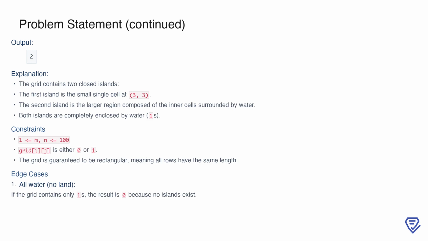Now, let's take a look at the third example. This time, the grid is a 7x7 matrix with a mix of land and water cells. The grid contains two closed islands. The first is a small single cell located at (3,3), and the second is a larger region composed of inner cells that are completely surrounded by water. Notice that all other land cells in the grid are either part of this larger closed island or touch the boundary of the grid, making them invalid as closed islands. Hence, the output for this example is 2, as there are two distinct closed islands.